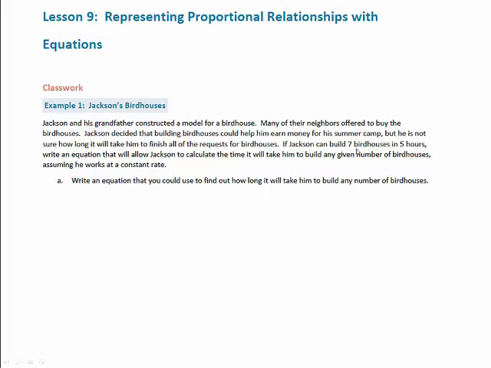If Jackson can build 7 birdhouses in 5 hours, write an equation that will allow Jackson to calculate the time it will take him to build any given number of birdhouses, assuming he works at a constant rate.